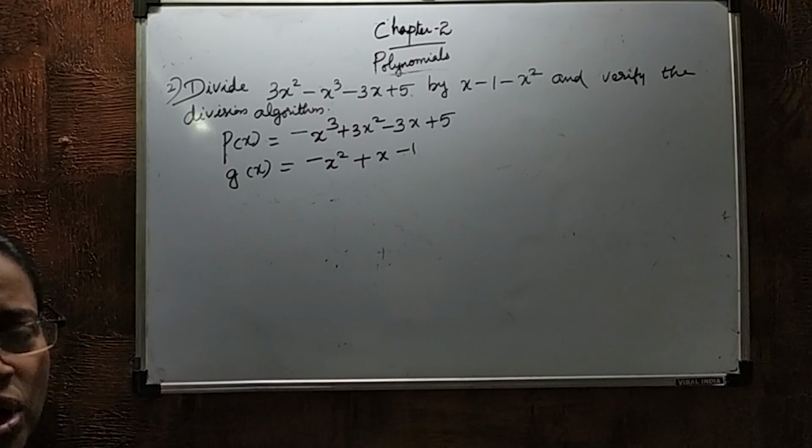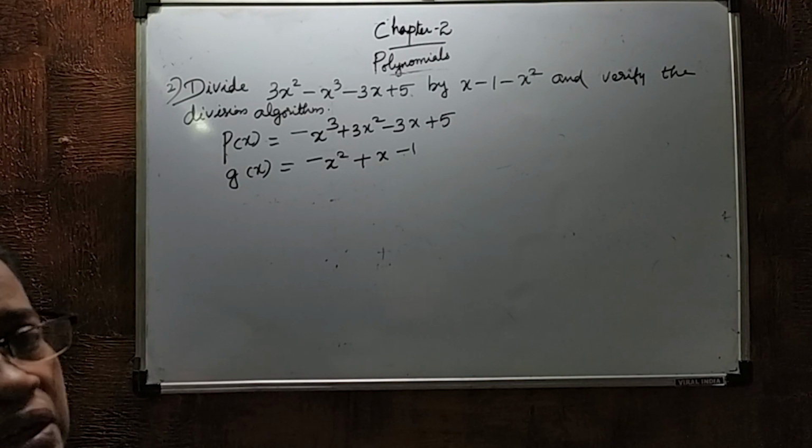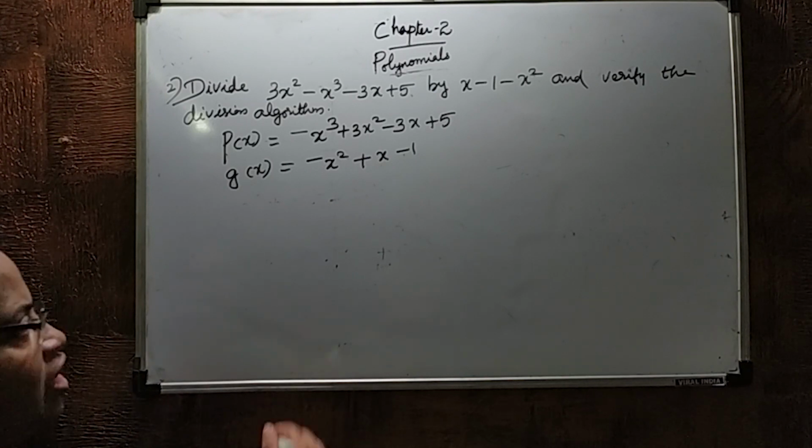The division algorithm means what? Dividend equals divisor into quotient plus remainder. In polynomials it is called the division algorithm. It is P of x is equal to g of x into q of x plus r of x. That later only. First we will have to find out the remainder and quotient also. So we will divide it now.